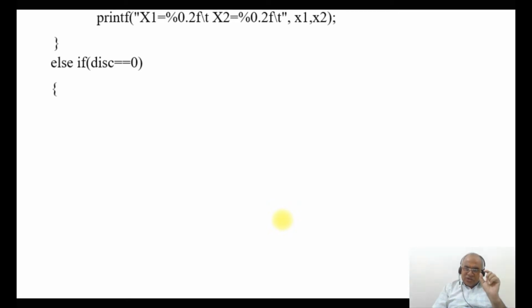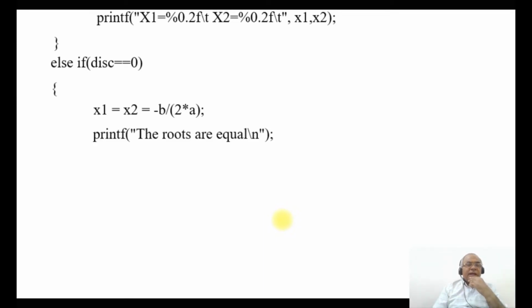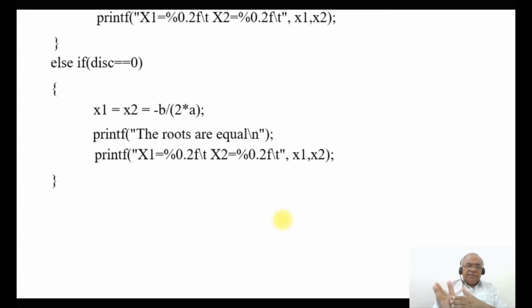If that condition is not true, then else if disc is equal to 0, the roots are real and equal. x1 is equal to x2, which is minus b by 2 into a. Then we print that the roots are equal, that is x1 is equal to x2 is equal to minus b by 2 into a. Then printf x1, again controlling the number of digits after the decimal point: x1 equals percent 0.2f backslash t, and x2 equals percent 0.2f backslash t, with x1 comma x2.